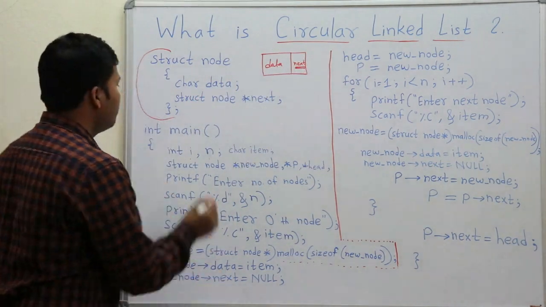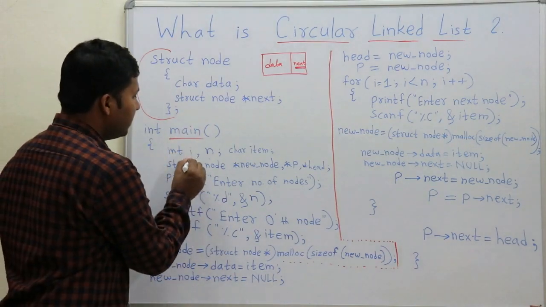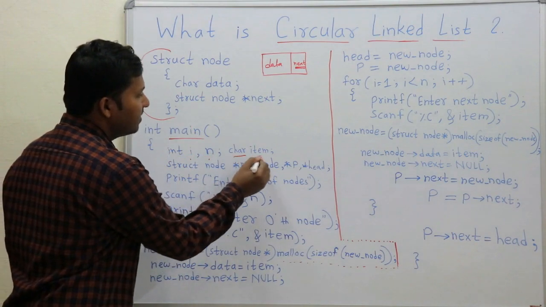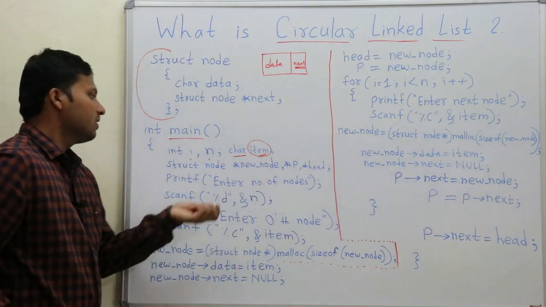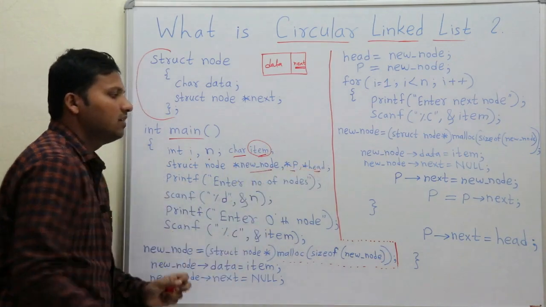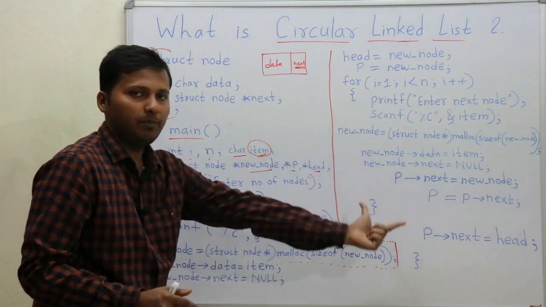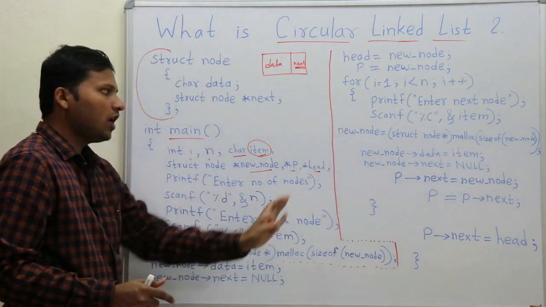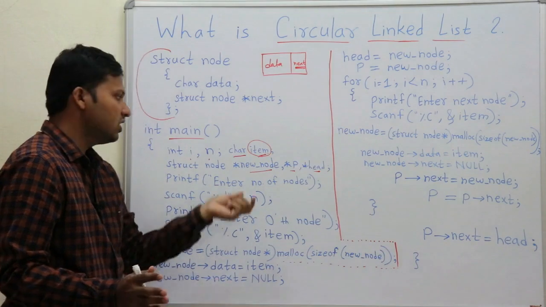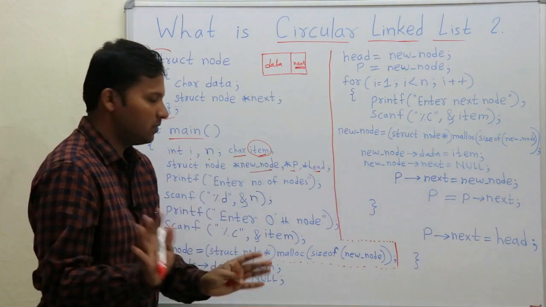Now let's go to the main function. See here, there are some variables declared: i, n, then character item. Then struct node star new node, p and head. These variables we are going to use in the program. In the program you will understand the functions of these variables, like what the variables are used for.